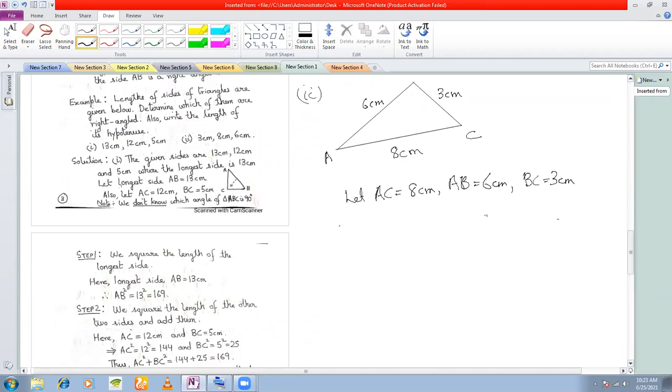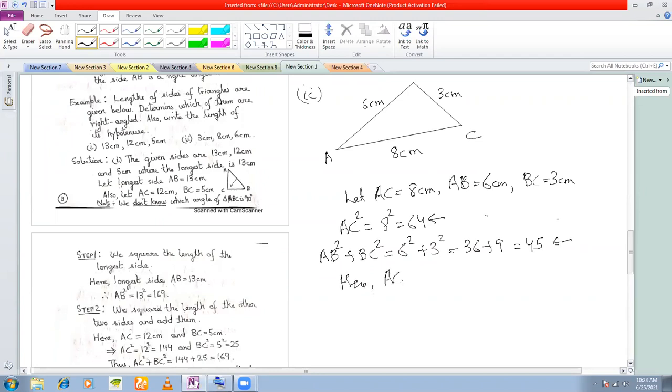So what is the first task? Greatest side, square it. You get how much? 64. Calculate the sum of the squares of the other two sides. AB square plus BC square is how much? 6 square plus 3 square, which is equal to 36 plus 9, which is equal to 45. Now check whether these two are equal. They are not equal, right? So here AC square is not equal to AB square plus BC square. Hence, triangle ABC is not right angled. Triangle ABC is not a right angled triangle. Clear?